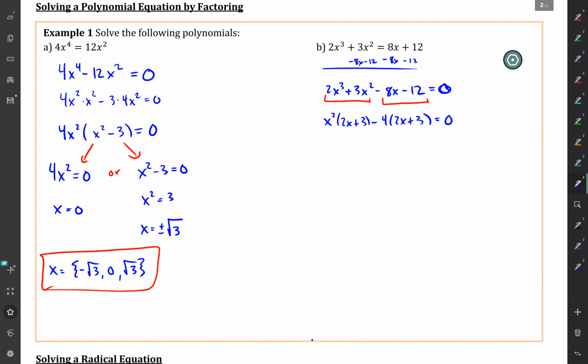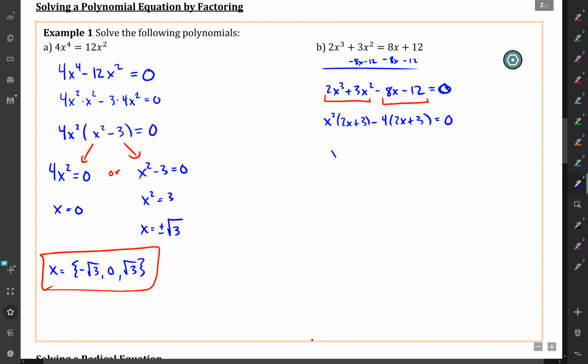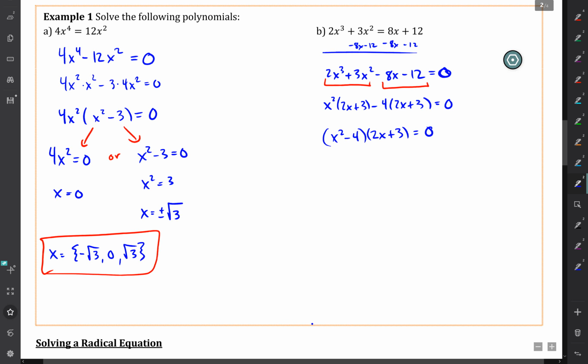And again, that's tricky to see. It's one of those things that if you're told to factor, you must assume that there's some way to do it, and you just do trial and error until you see how to group the terms so you can factor them correctly. And so now this is equal to x squared minus 4 times 2x plus 3 equals 0. And then again, either x squared minus 4 equals 0 or 2x plus 3 equals 0.